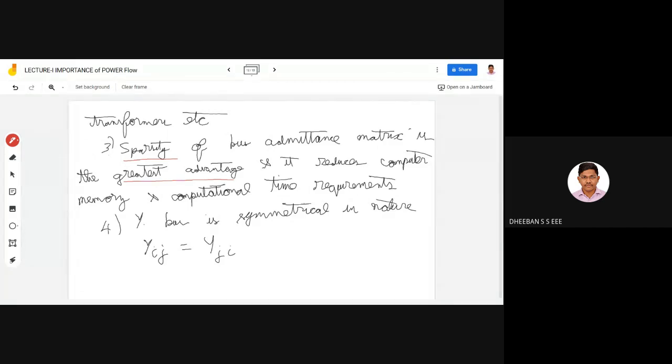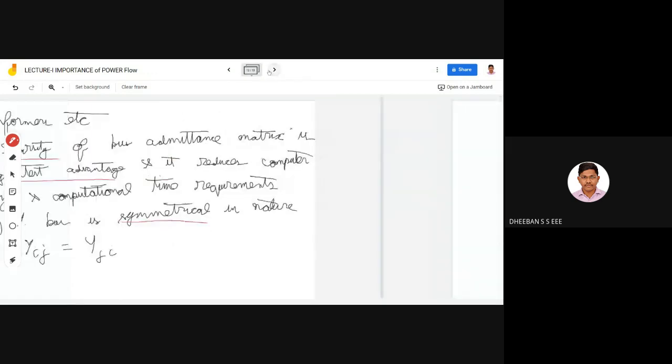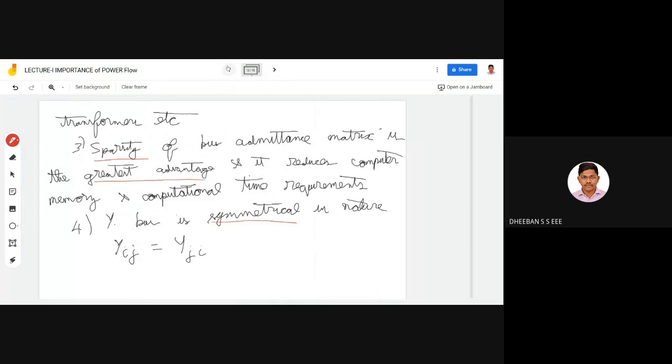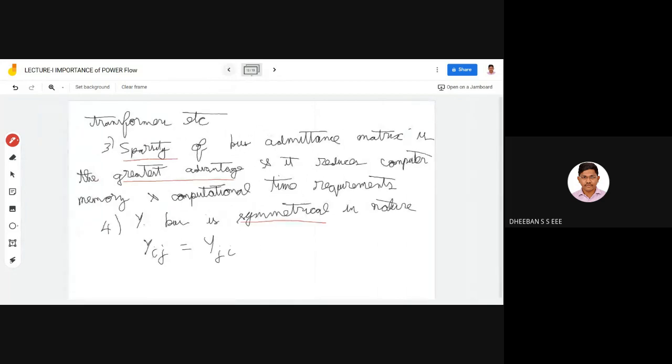Moving on, another advantage of the Y-bus matrix is the symmetry property. You already know that, and hence based upon this it will be much easier for you. This is with respect to second unit, first lecture. So I'll be stopping with this.